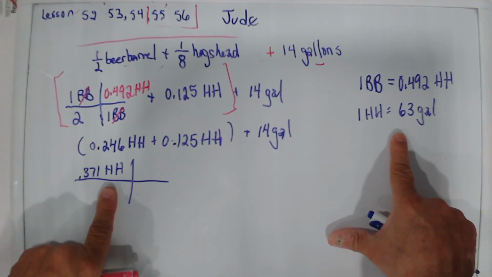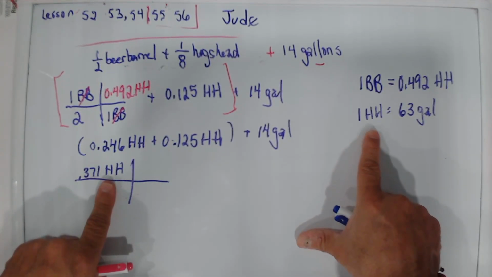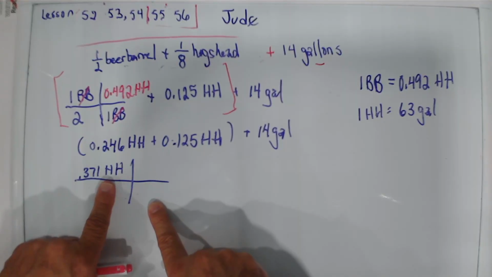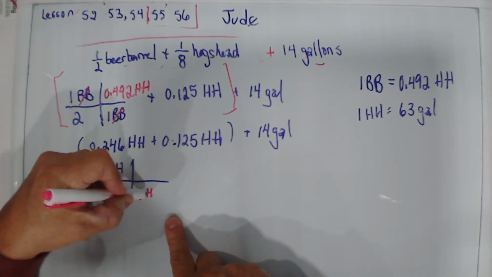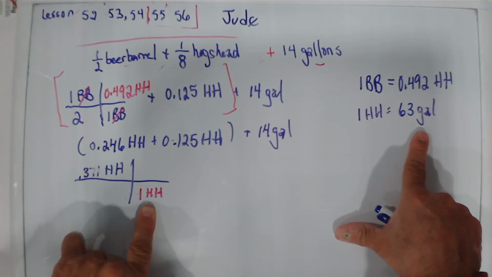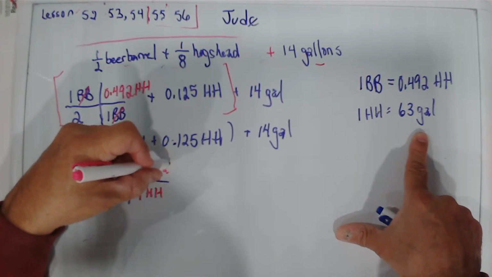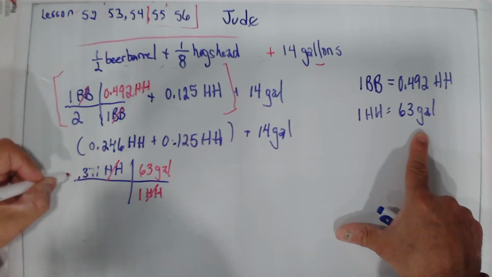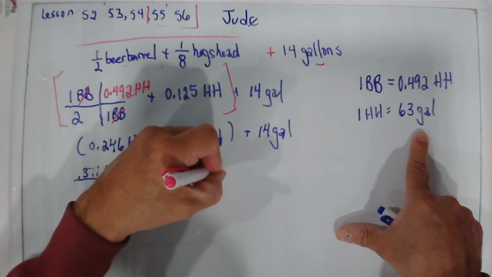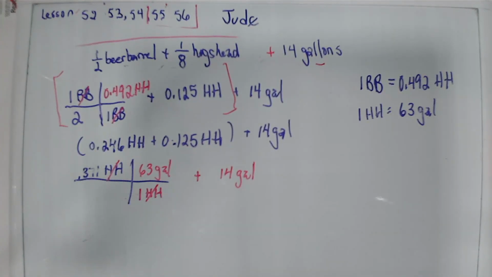So over here, I've got 1 hogshead is equal to 63 gallons. So what do I have to do? I've got to cancel out hogshead. So I got hogshead on top, I need to put hogshead on the bottom. So I'm going to put 1 hogshead on the bottom. And what's going to go on top? 63 gallons. So I put 63 gallons up here. My hogshead cancels out, and I'm going to add 14 gallons. I want to keep bringing that down so we don't lose them.